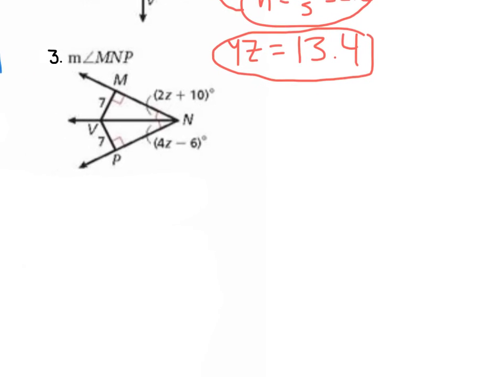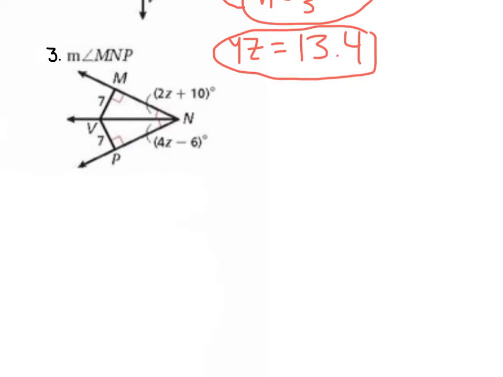Okay, let's look at number 3. Find the measure of angle MNP. So we're looking for this whole angle here. How can we find this angle? We can set the two angles equal to each other. So we do 2z plus 10 is equal to 4z minus 6.